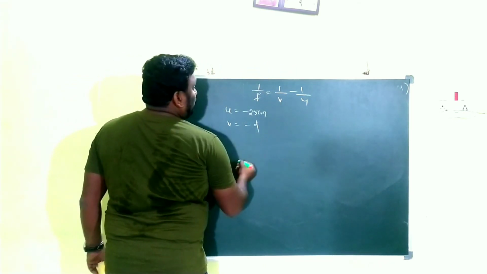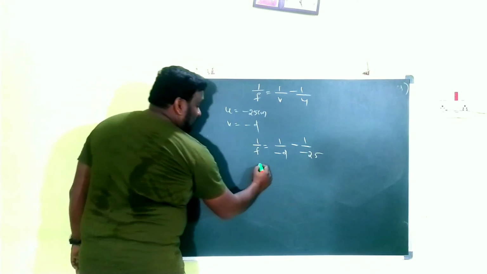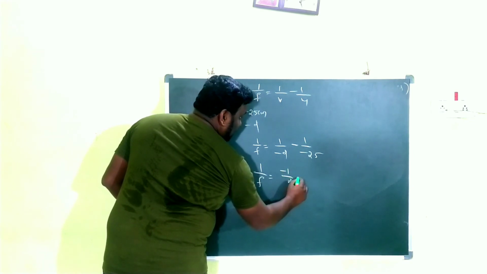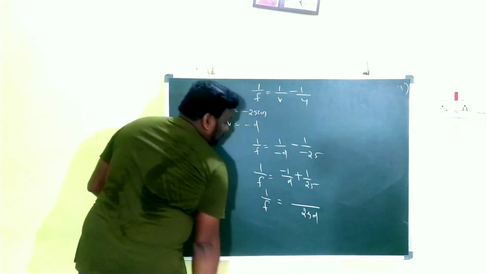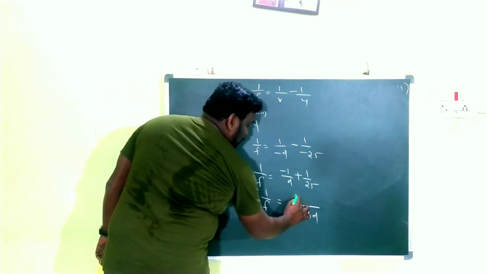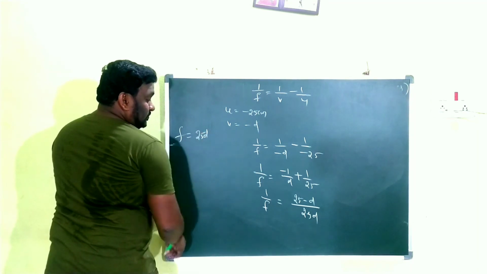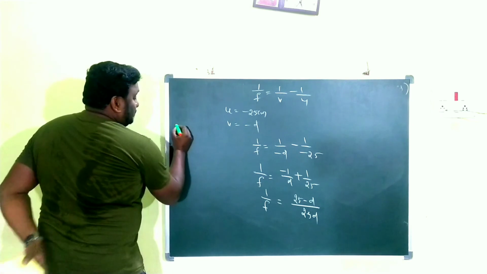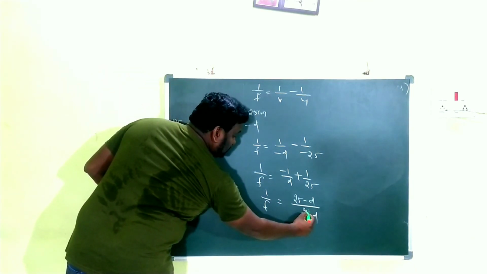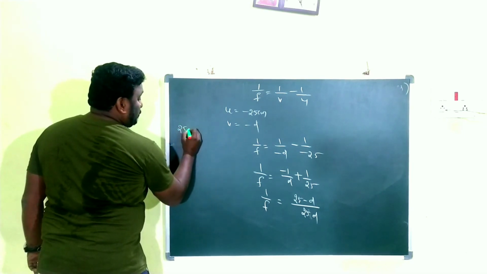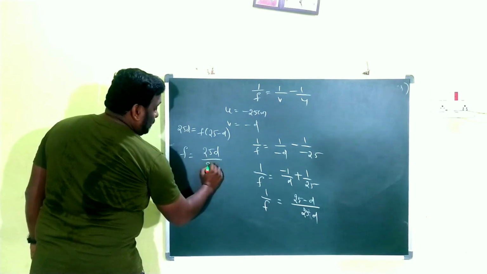Then 1 by f is equal to 1 by minus D minus 1 by minus 25. Then 1 by f is equal to minus 1 by D plus 1 by 25. Taking the LCM, 25 into D, what do you write here? 25 minus D. Then f is equal to 25D by cross multiplication. 25 into D is equal to f into 25 minus D. From that, f is equal to 25D by 25 minus D.